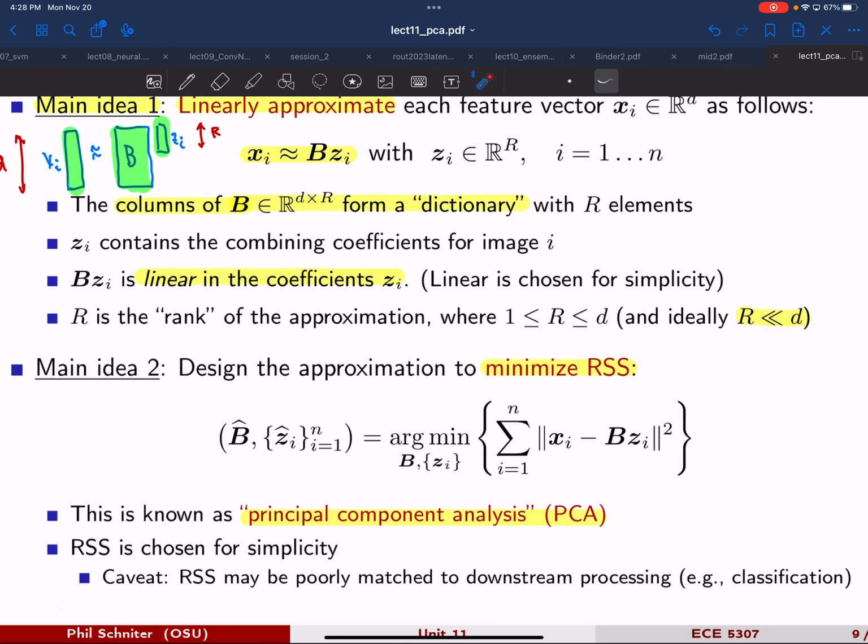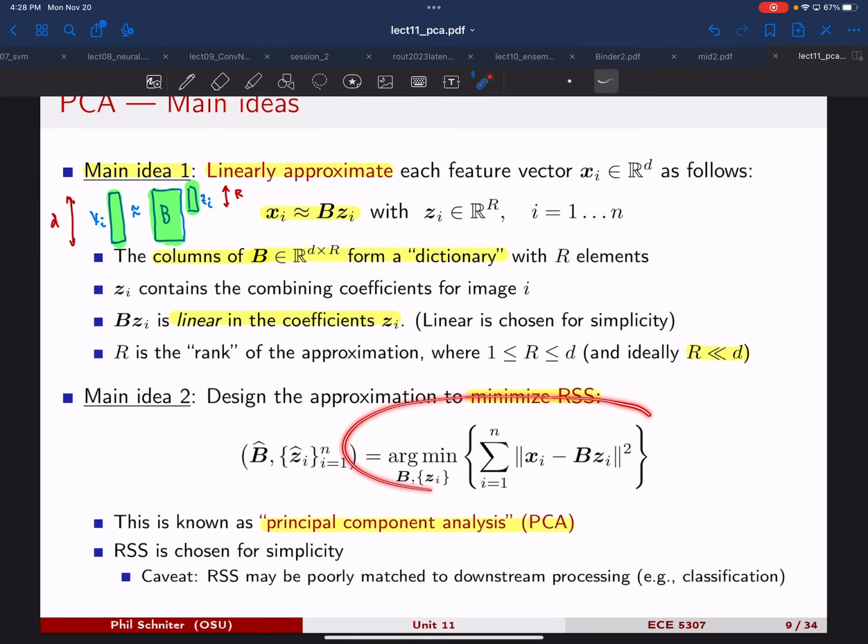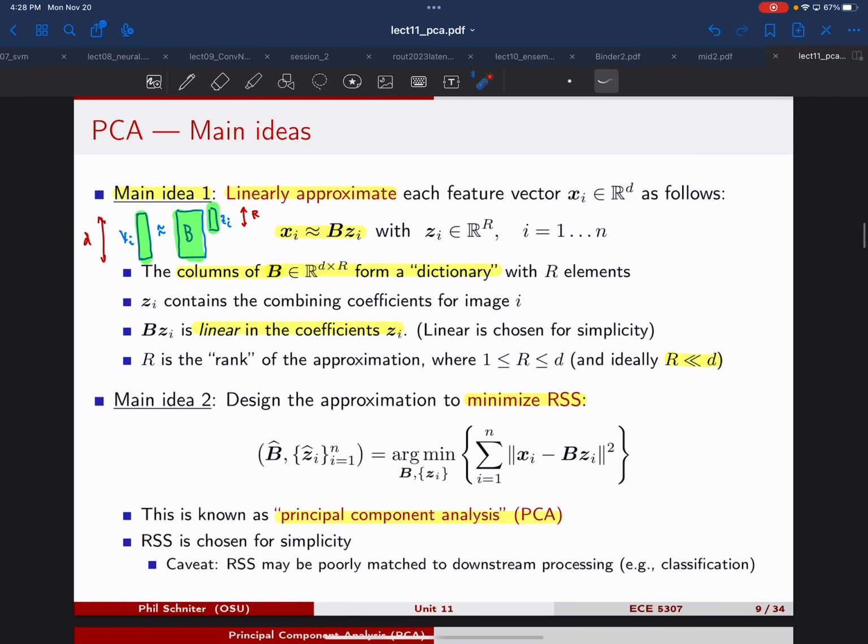But at least, as we'll see in the next few slides, this is an optimization problem that we can solve. It does take a bit of work, but we can actually solve it on paper and figure out exactly what these optimal B's and Z's are. Okay, so those are the main ideas behind PCA.